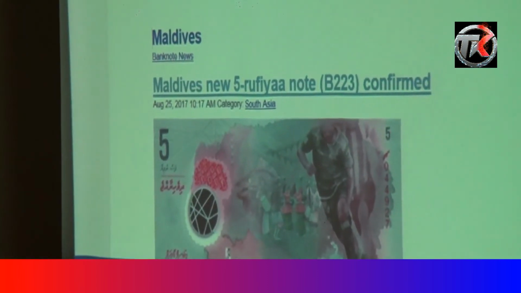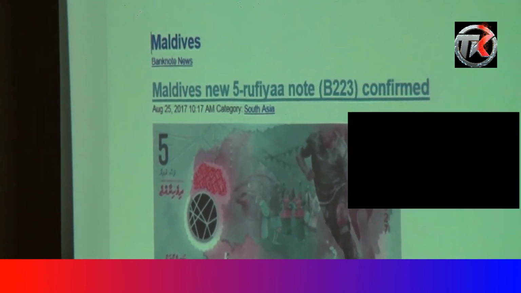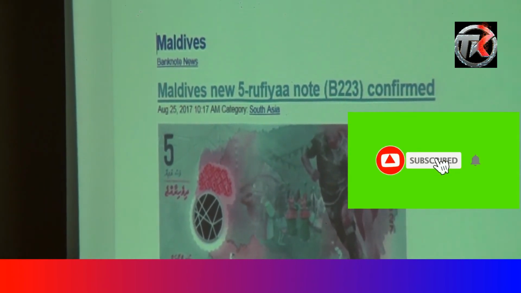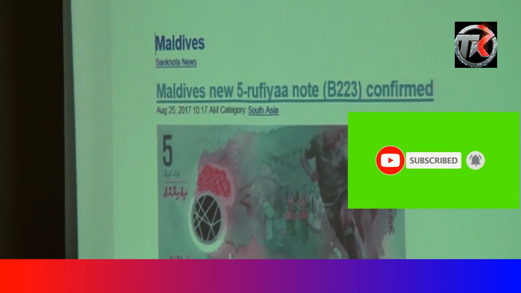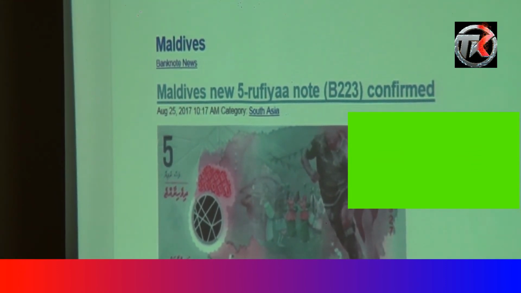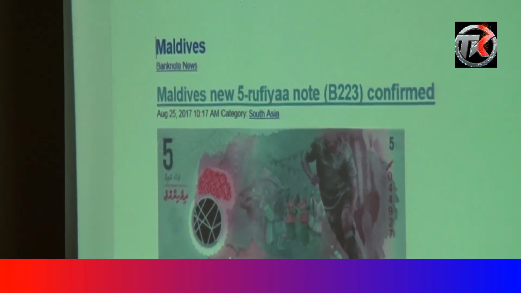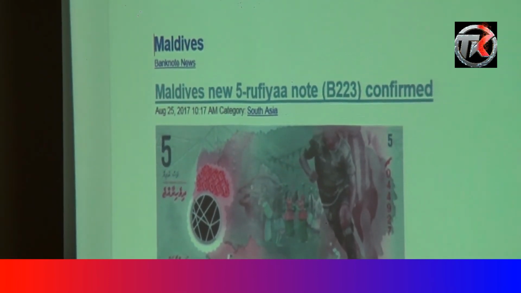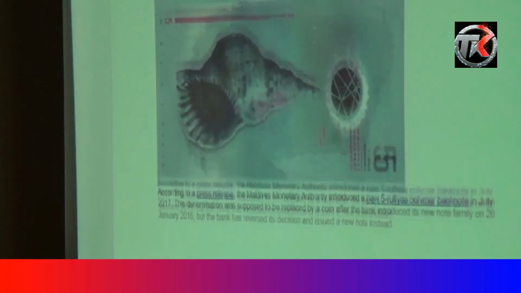Polymer banknotes. All their currency is now in polymer. Old currencies have not been declared obsolete. People can deposit them for the next 5 years. But they will have to use the present one. This is the one.